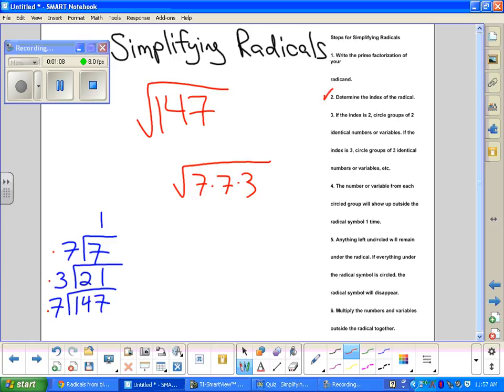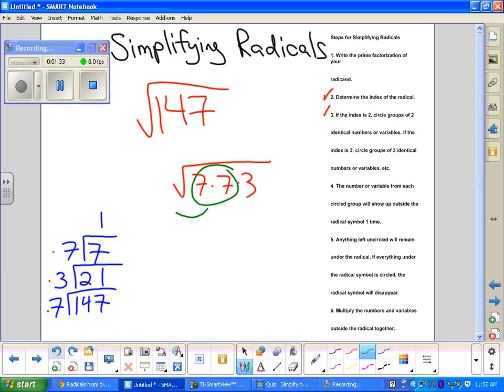Step number 2 is determine the index of the radical. There is no number here, so that means the index is automatically a 2. That leaves us step number 3. If the index is 2, circle the groups of 2 identical numbers or variables. If the index is 3, circle the groups of 3 identical numbers or variables, etc. Well, we have an index of 2, so I'm going to circle the groups of 2.